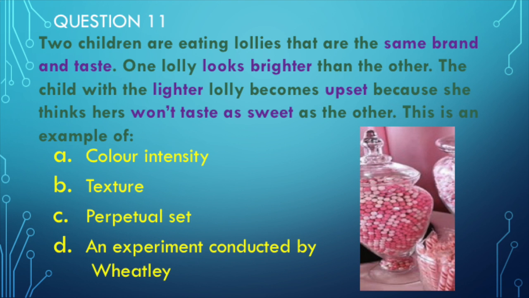Question 11. Two children are eating lollies that are the same brand and taste. One lolly looks brighter than the other. The child with the lighter lolly becomes upset because she thinks hers won't taste as sweet as the other. This is an example of colour intensity, texture, perceptual set, or an experiment conducted by Wheatley.